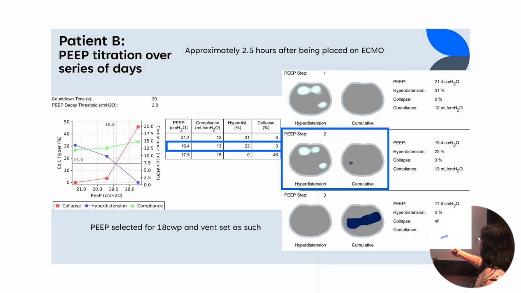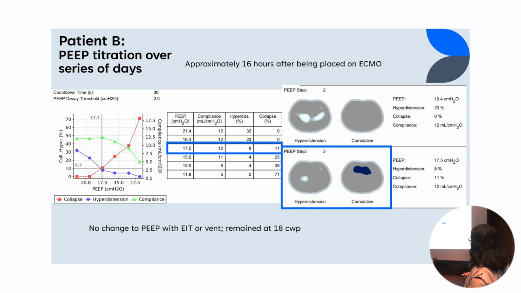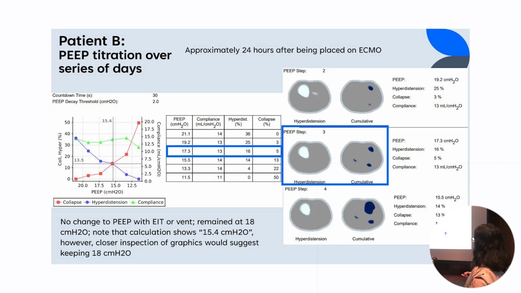Look at what happens when I go down here, and this would have actually been a PEEP of 16. Look how much collapse there is, because we have such terrible compliance. So thankfully, again, we established we're going to keep our PEEP set at 18 with this patient. This was done about 16 hours after being placed on ECMO. Again, not a lot of change there, but you can see if we had continued to try to go down, how severe the collapse would be. The patient still needed that much support.